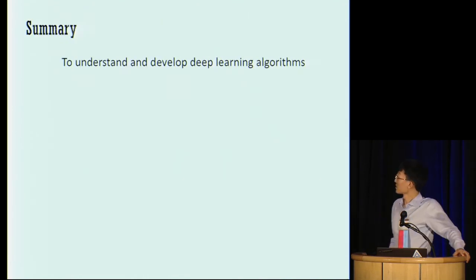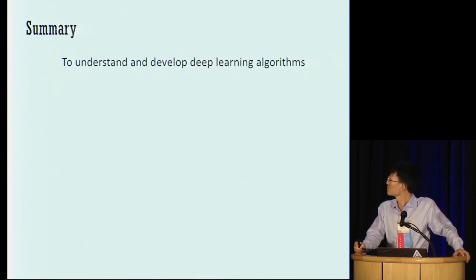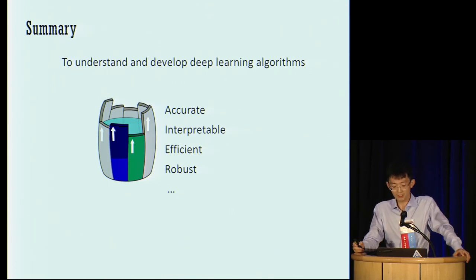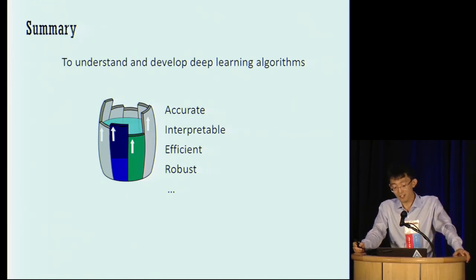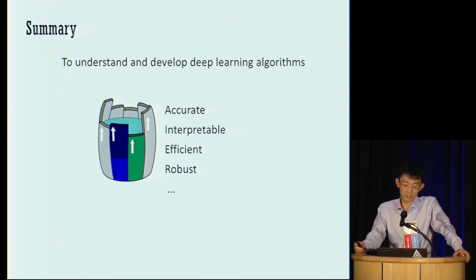So just as a summary, my main research mission is to understand and develop deep learning algorithms. And I like to use this metaphor of the Lebesgue barrel again. I think we have to improve on different aspects of deep learning. We want to make the model more accurate, more interpretable. We want to make the training faster. We want to use fewer examples, and we want to make the model more robust, and so forth. And I think using more mathematical tools, we can make deep learning better in all of these aspects.